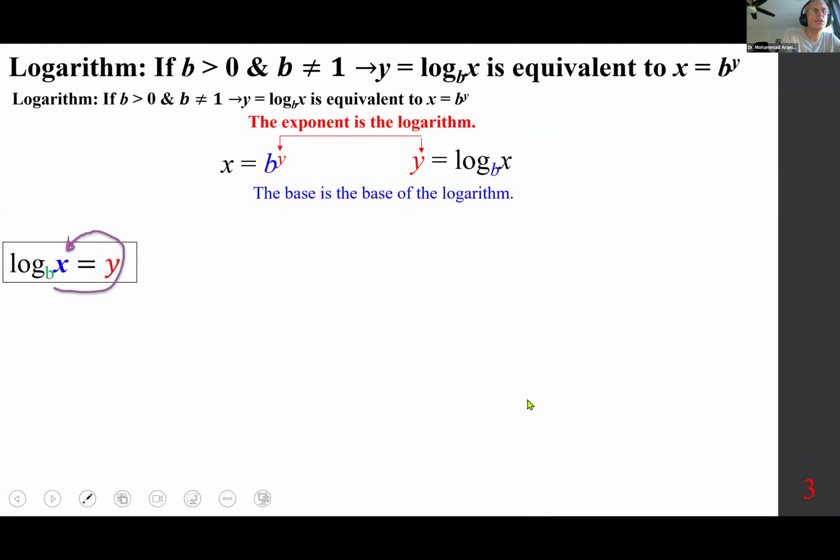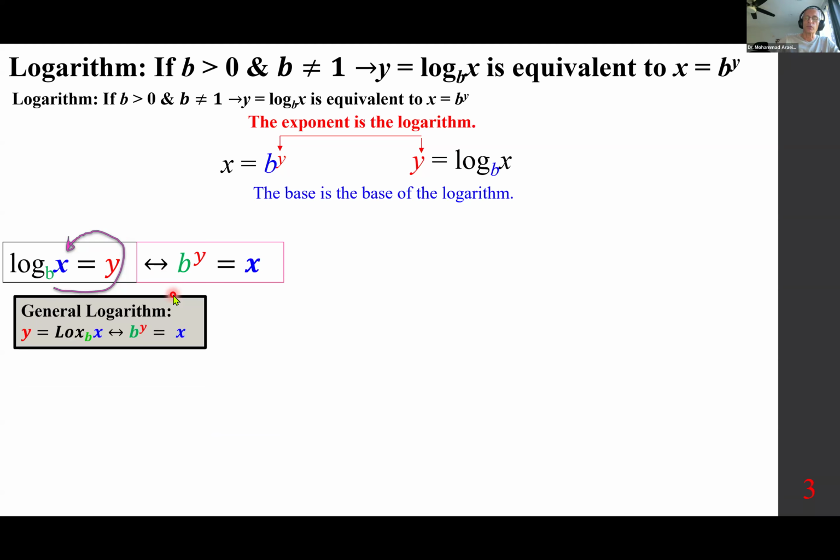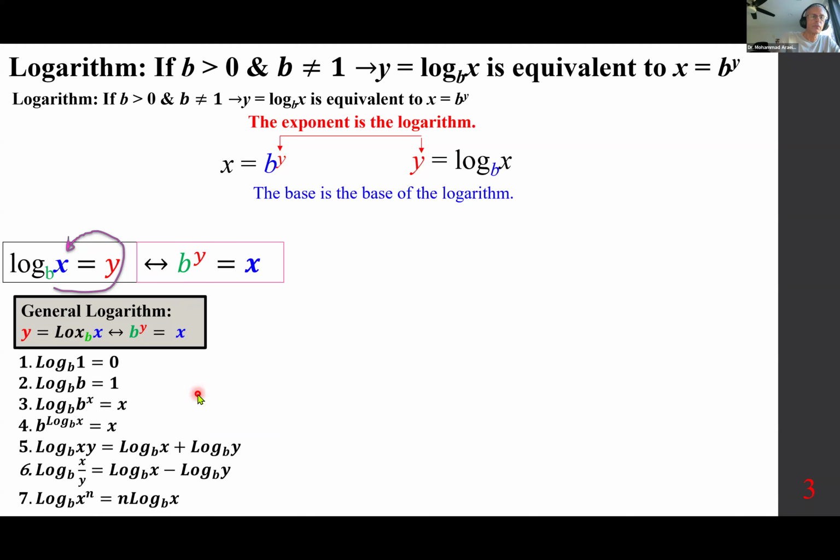Logs, as long as we understand the base must be positive and it can't be 1. When we look at log x base b equals y, and this arrow, that means b to the power of y equals x. They have the same base, the same exponent. It gives rise to the following properties. For example, log 1 with any base is 0, log b base b is 1, log of b to the power of x base b is x, so on and so forth.